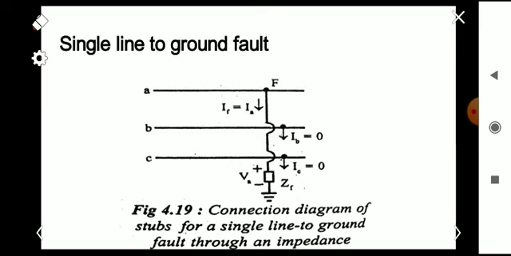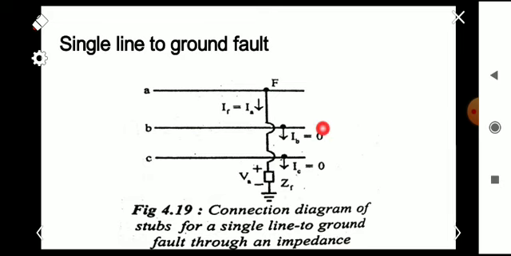First we are going to discuss the single line to ground fault on a power system through impedance. A single line to ground fault at point F in a power system through a fault impedance ZF is represented in this figure. Here you can see the fault is occurring at phase A and it is grounded through an impedance ZF, and the other phases, phase B and phase C, stay as normal.